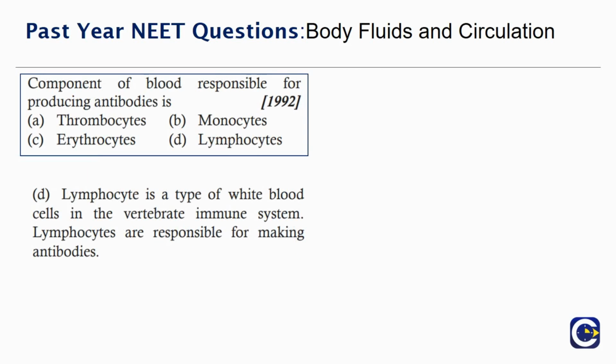The component of blood responsible for producing antibodies. The options given are thrombocytes, monocytes, erythrocytes, lymphocytes. Erythrocytes are involved in oxygen transport. Monocytes are involved in phagocytosis. Thrombocytes are involved in platelet plug formation and other functions. So lymphocytes majorly produce the antibodies. Lymphocyte is the type of WBC in the vertebrate immune system. Lymphocytes are responsible for making the antibodies, gamma globulins and so on. So the answer is lymphocytes.